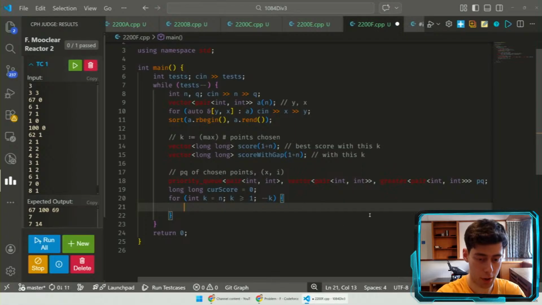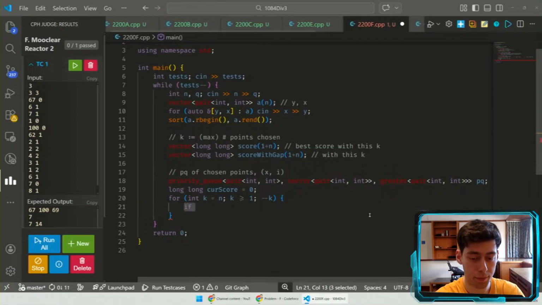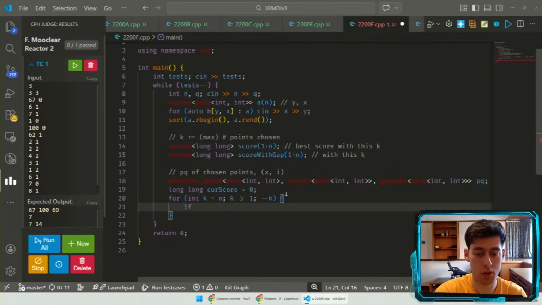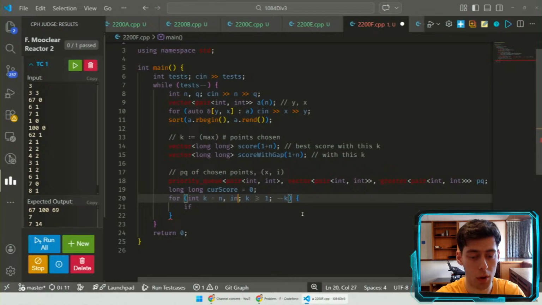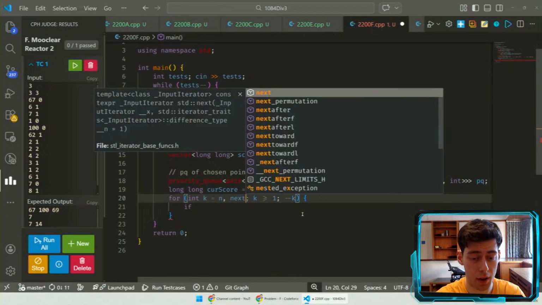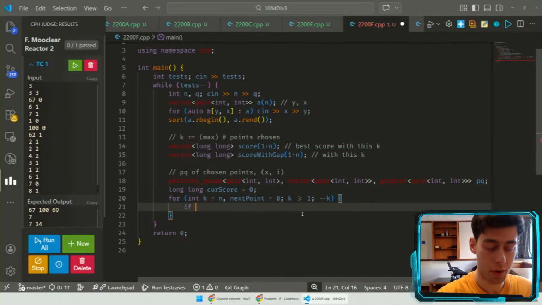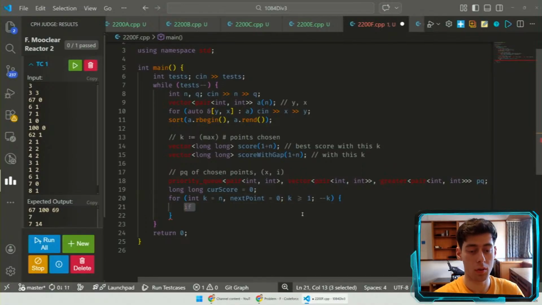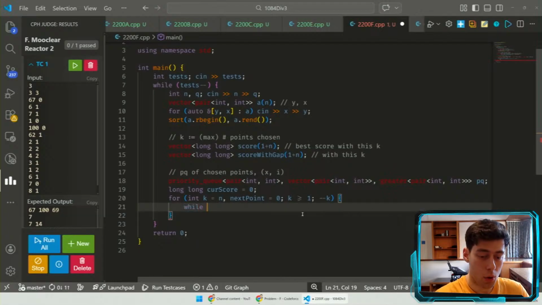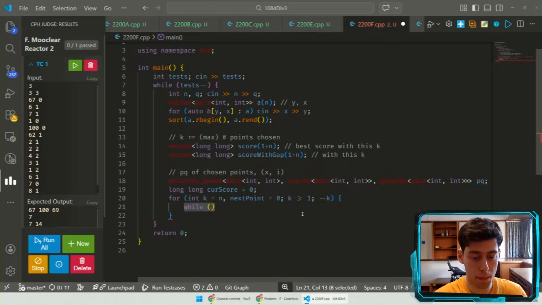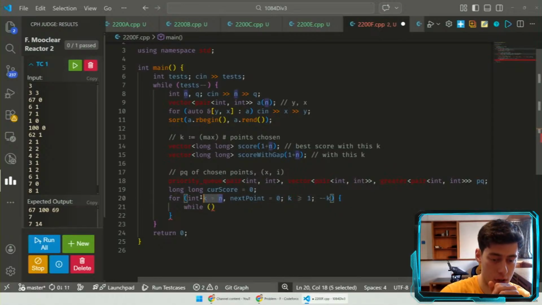So I go through all possible k's, and then so we've just had a new k introduced. So I've also got a pointer to next point equals 0. So while, wait a minute, so k just decreased.